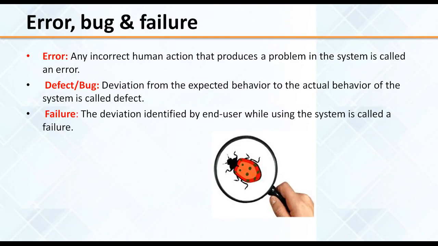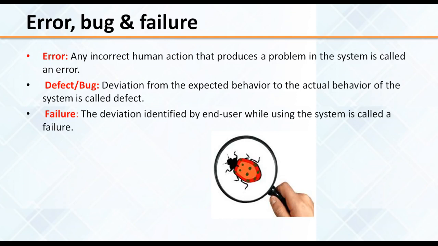So while testing the software, we need to know these terms: error, bug, and failure. As a tester, you will execute your test cases, you will test the software according to the customer requirement, right? So there are three terminologies which you need to understand. Error is different, defect or bug is different, failure is different. People use these three terms very frequently in an IT environment.